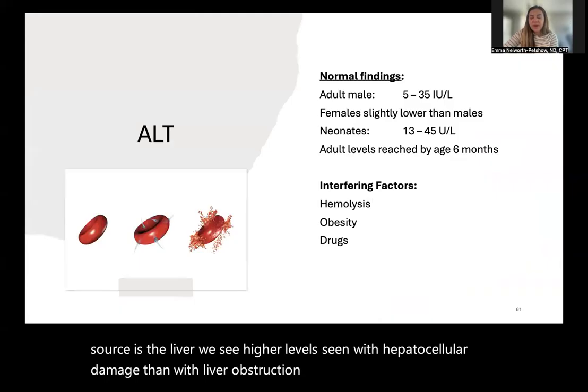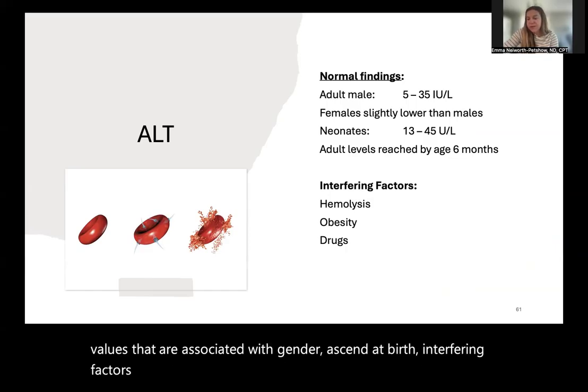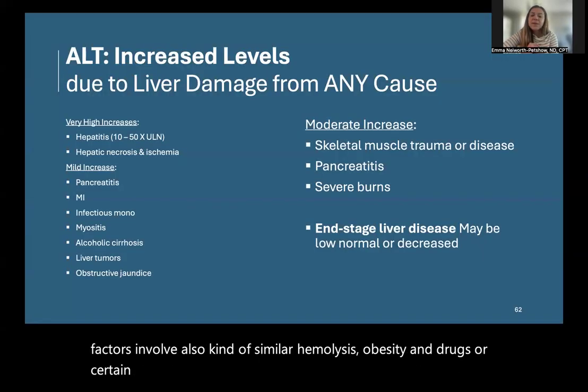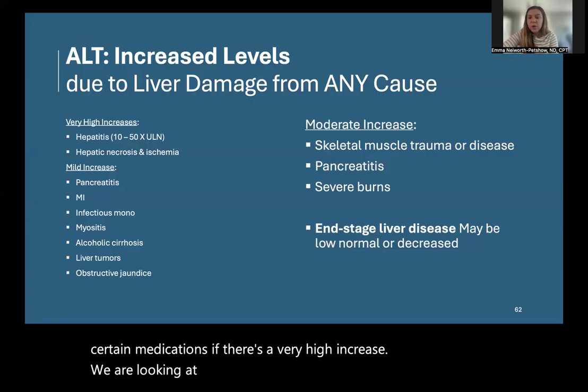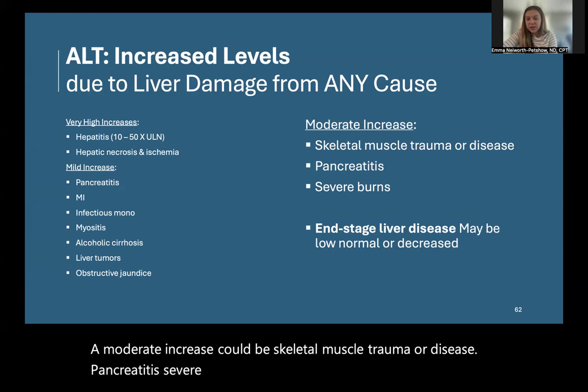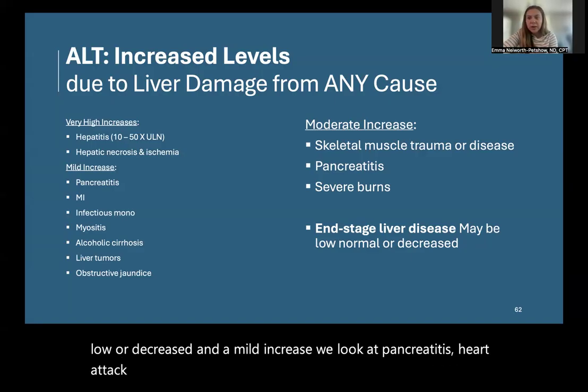Normal findings also include values that are associated with gender assigned at birth. Interfering factors are similar: hemolysis, obesity, and drugs or certain medications. If there's a very high increase, we are looking at hepatitis or hepatic necrosis and ischemia. A moderate increase could be skeletal muscle trauma or disease, pancreatitis, severe burns, or end-stage liver disease, which could even be low or decreased. And for a mild increase, we look at pancreatitis, heart attack, myositis, alcoholic cirrhosis, a liver tumor, or even obstructive jaundice.